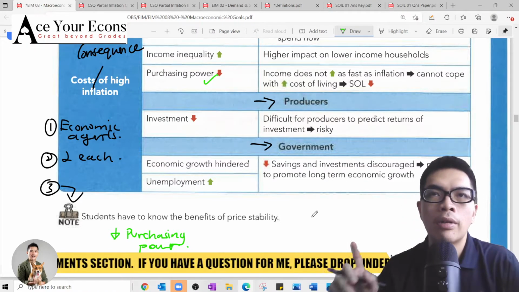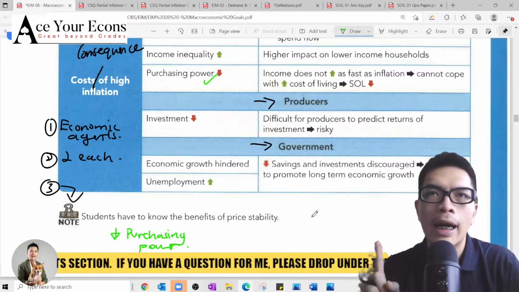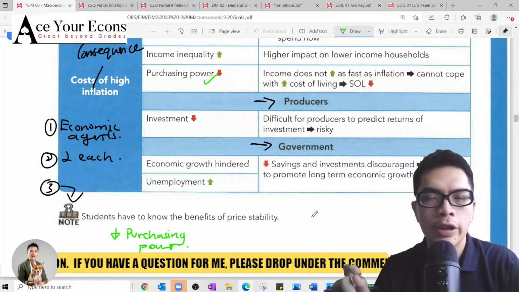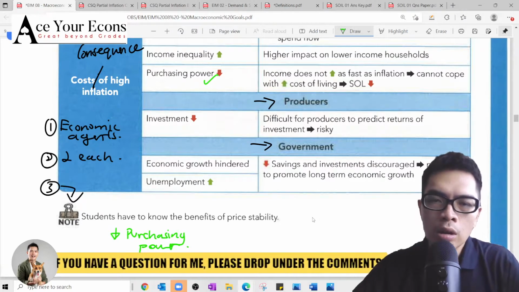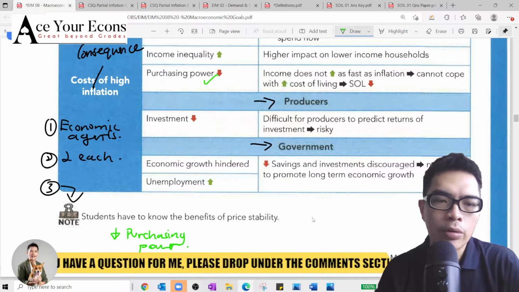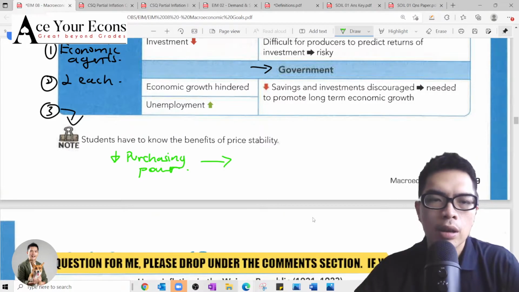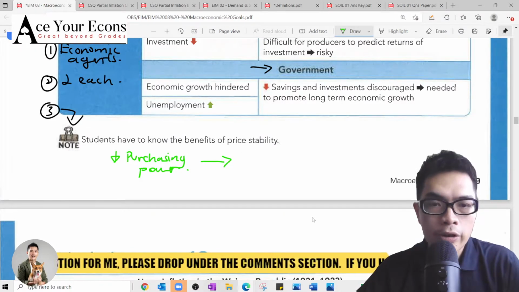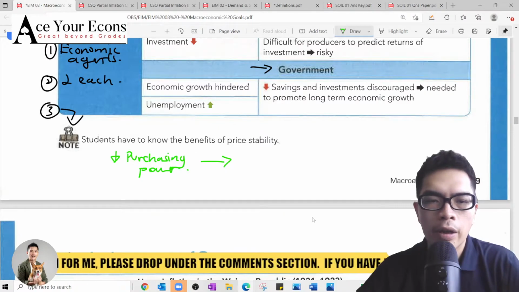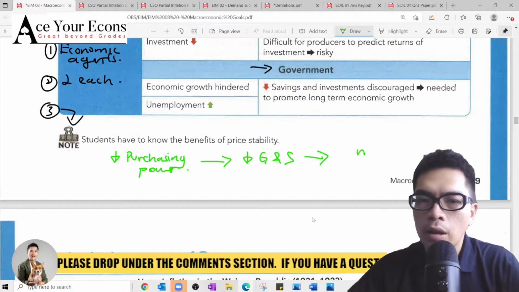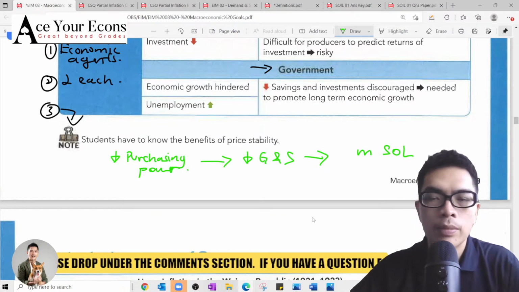Please memorize this E word. It normally comes with purchasing power. There's an erosion of your purchasing power. So what's the significance of erosion of your purchasing power? Then you can see that when purchasing power is eroded, you can afford fewer goods and services. Your material standard of living will be worsened.